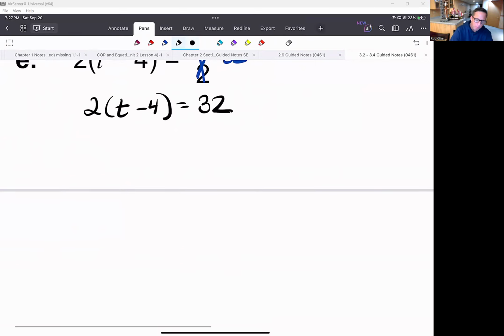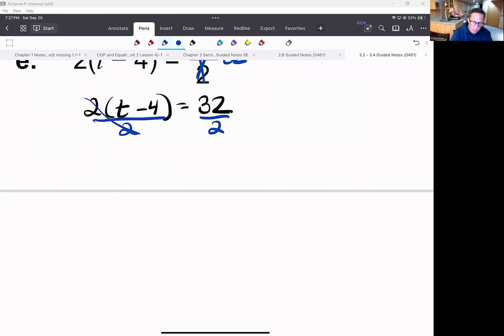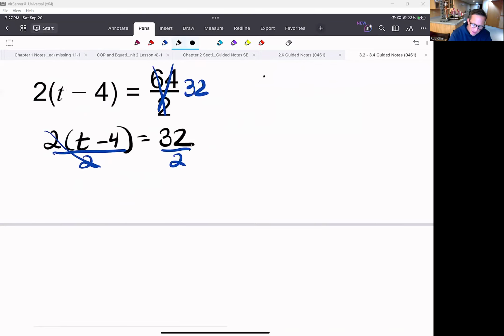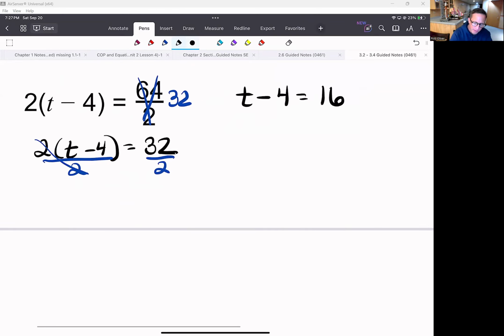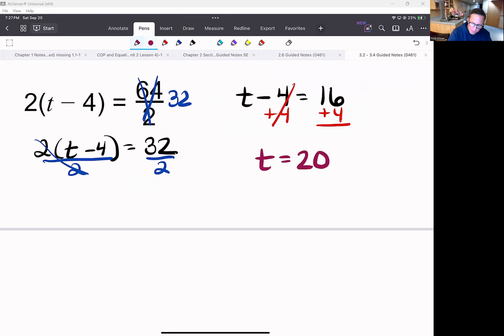So what we could do right here is just divide by 2, right? We can divide by 2, or in other words, multiply by 1/2. Those get canceled. We'll write it over here. You got t minus 4 equals, and then 32 divided by 2 is 16. All right, and then just add 4 to both sides. There's more than one way to do that, but I think it's okay if we just stop with that one. 16 plus 4 is 20. I was about to divide. All right, so you got t equals 20.